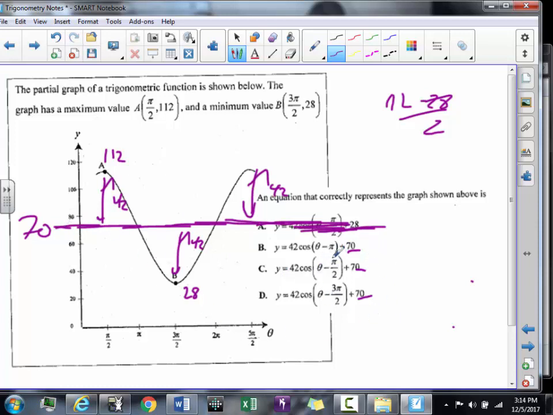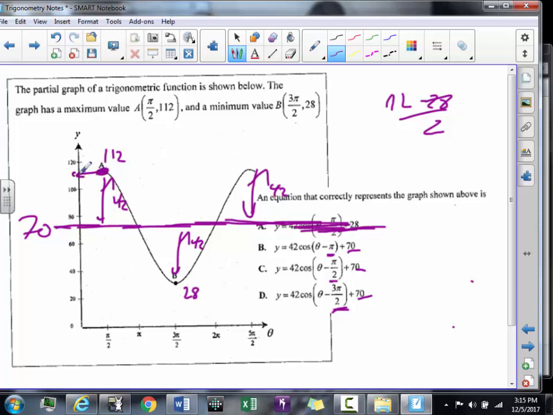So then the last question is, has it been shifted over pi units, pi over 2 units, or 3 pi over 2 units? Your cosine graph is supposed to start at the very peak right here on the intercept. But the highest point we have right here is right there.